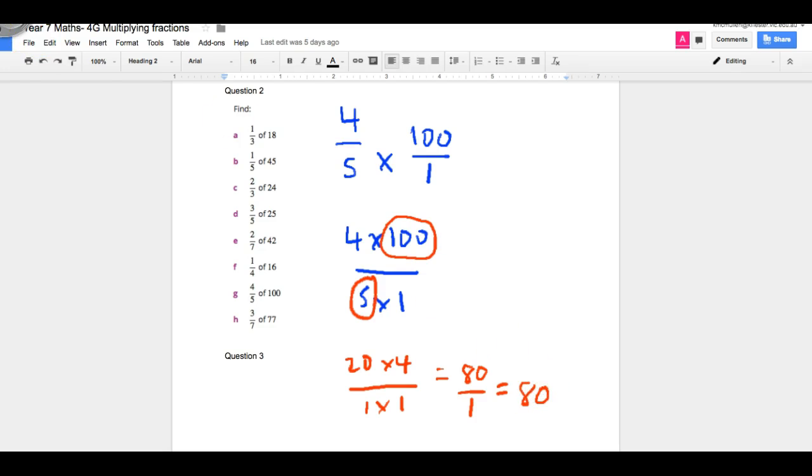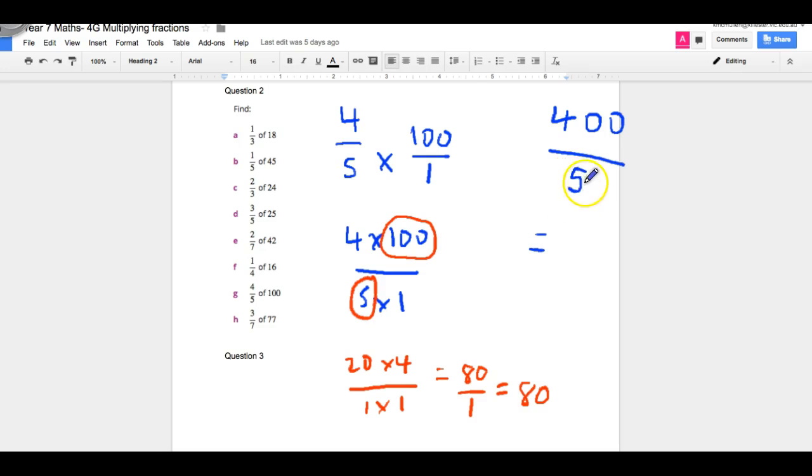Now we can do it the other way. If you don't want to do this cancelling out here, you don't have to. So we're going to be left with 400. 4 times 100 is 400, and then 5 times 1 is 5. So it might be a little bit harder to do 400 divided by 5, but it's not that difficult.